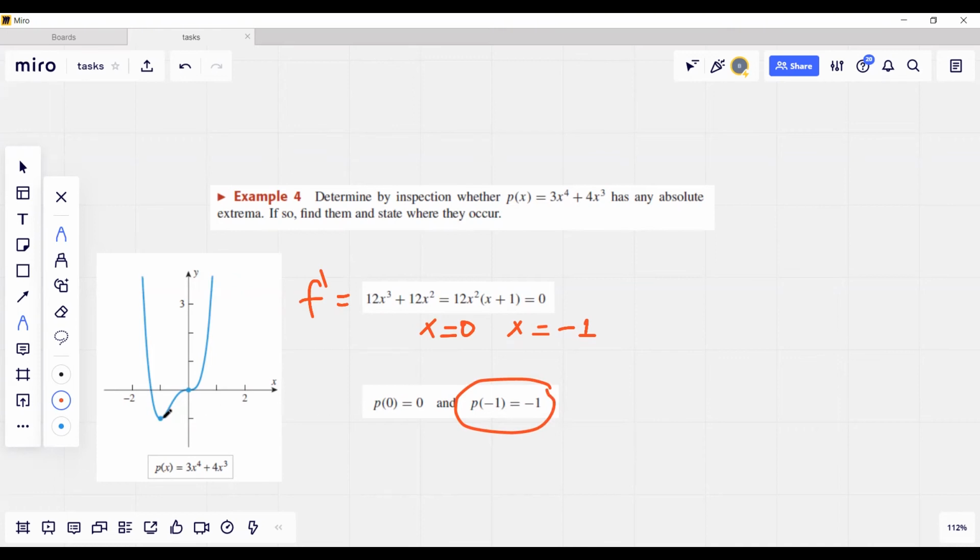And we can confirm that by graph. Here are our two stationary points. At point 0, our function is equal to 0. At point minus 1, it's equal to minus 1. So this polynomial has an absolute minimum that is equal to minus 1 at point x equal to minus 1, on the interval from minus infinity to plus infinity.